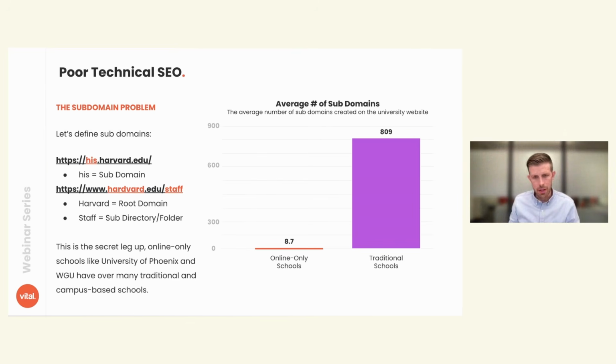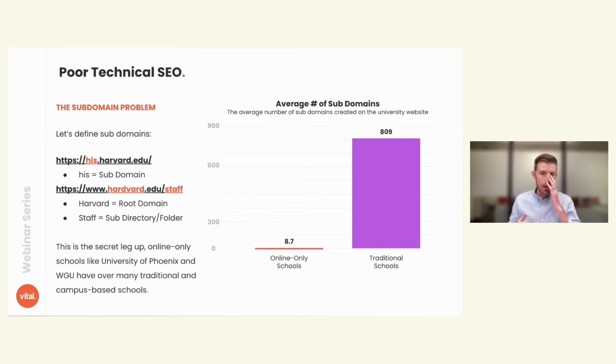Online-only schools don't do that. They don't break it up that way. They structure everything under the root, and they have very few subdomains. And there's a lot of reasons why traditional schools do that. A lot of it has to do with IT and the way that IT has structured these websites. It has to do with security. It has to do with access. There's lots of reasons. There's even lots of good reasons why it's set up like that.